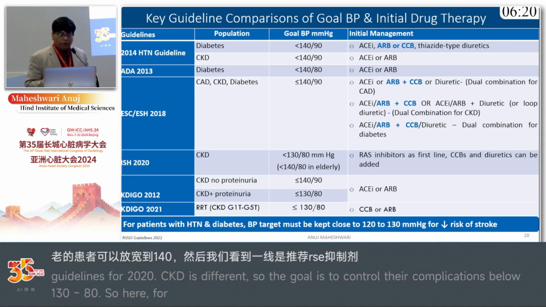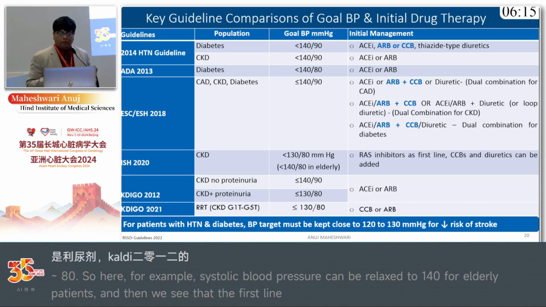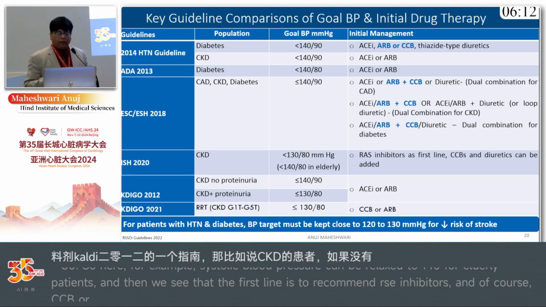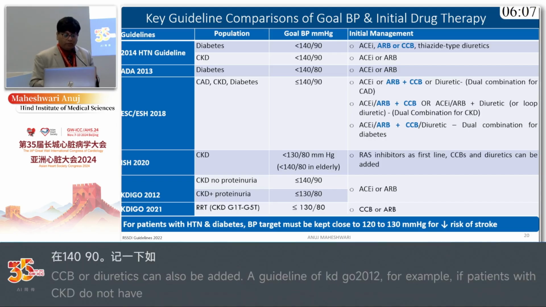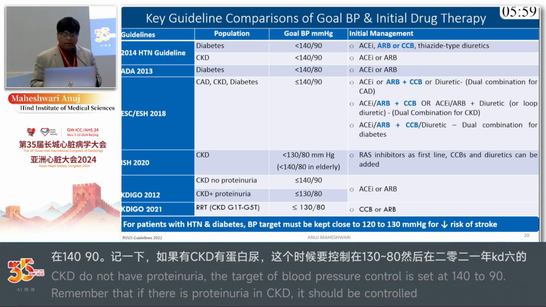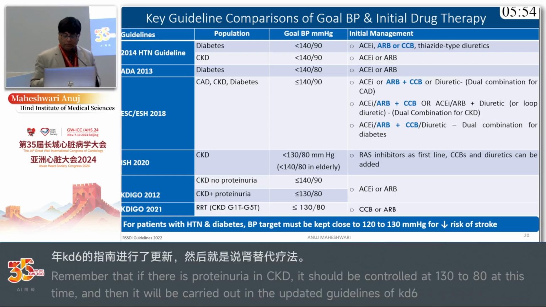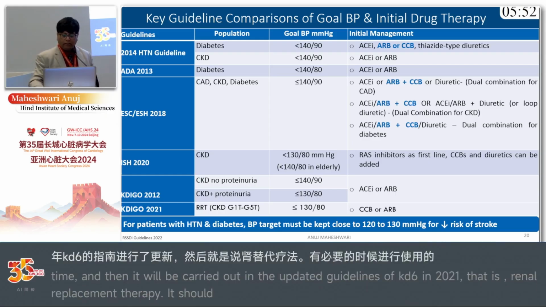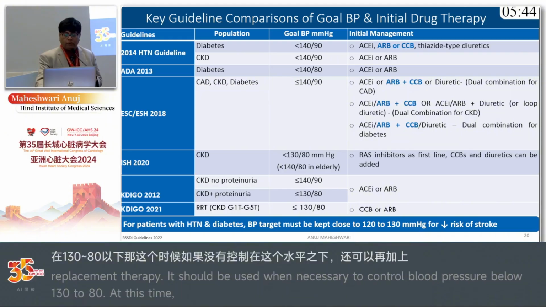KDIGO in 2012 said if CKD does not have any proteinuria, the target should be 140/90. If it has proteinuria, then the target should be less than 130/80. A RAS blocker should be the preferred treatment. But in 2021, KDIGO said that the blood pressure should be kept less than 130/80. If it is more than that, then you should try to bring it down using calcium channel blockers or ARBs. For patients with hypertension and diabetes, the BP target must be kept close to 120 to 130 for reducing the risk of stroke.